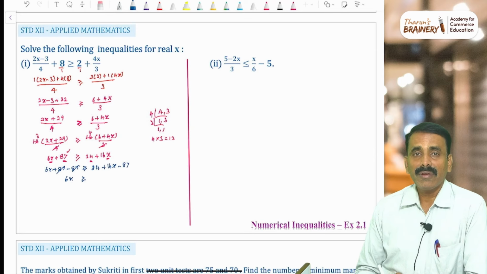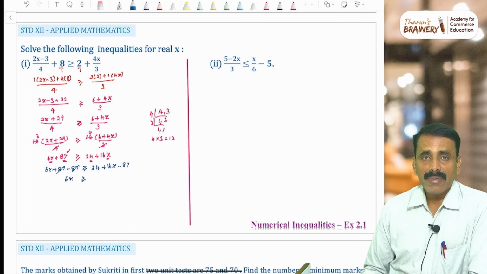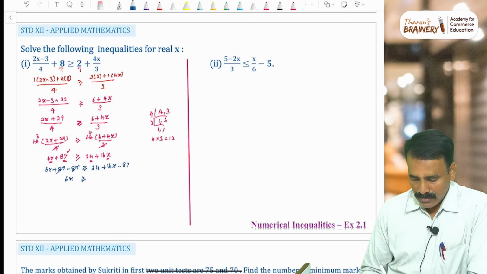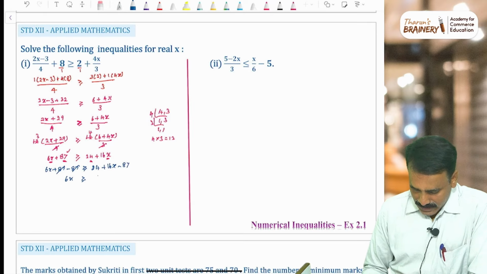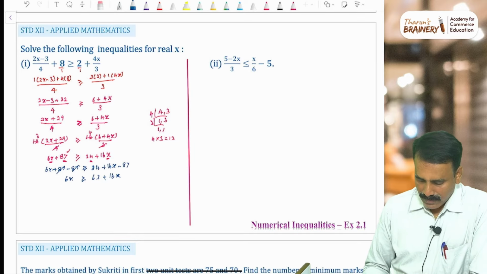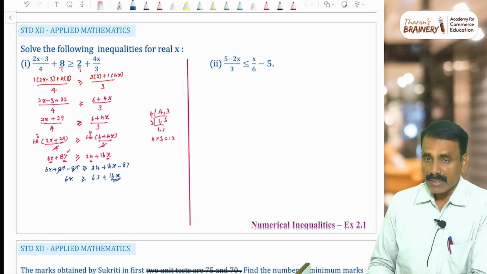Both are having different sign. 87 is the bigger value, 24 is the smaller value. 24 is subtracted from 87. So you will get minus 63 plus 16x. Now I want to eliminate the 16x on the right hand side.